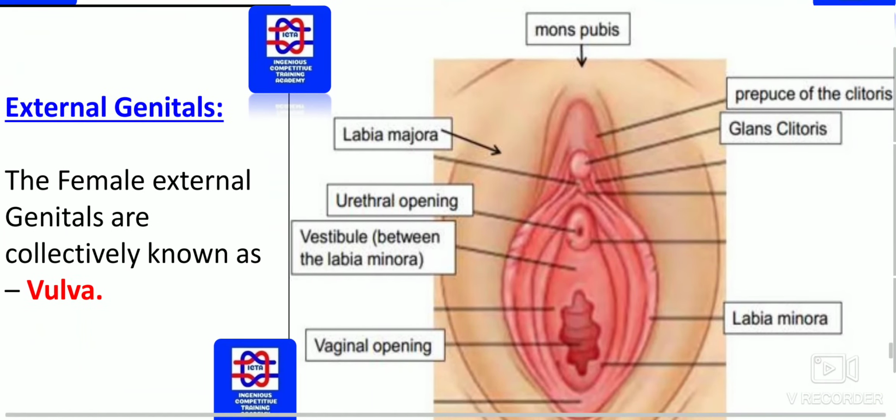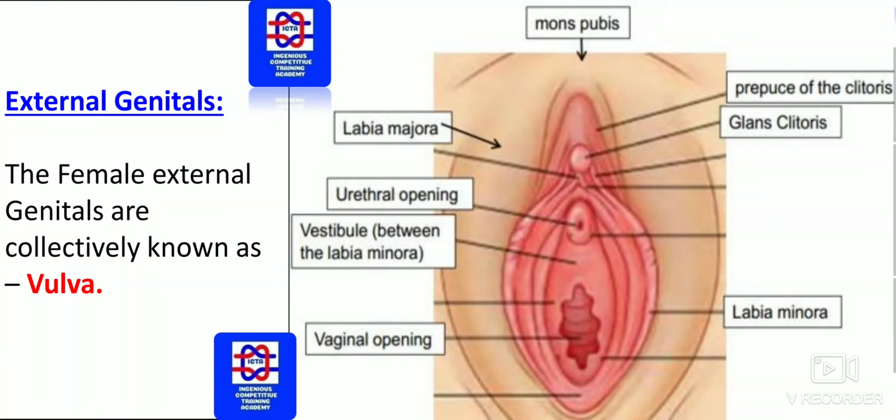External genitals, you can see what the external genitals look like. The female external genitals are collectively known as what? They are known as the vulva. So you should remember these are the female parts, and you can directly go through them. The vaginal opening is the birth canal. You can see the vestibule, the urethral opening and the labia majora. So these are all things you have to remember.